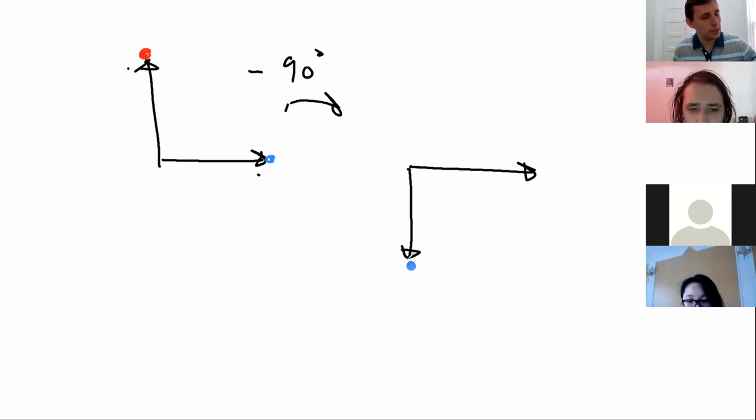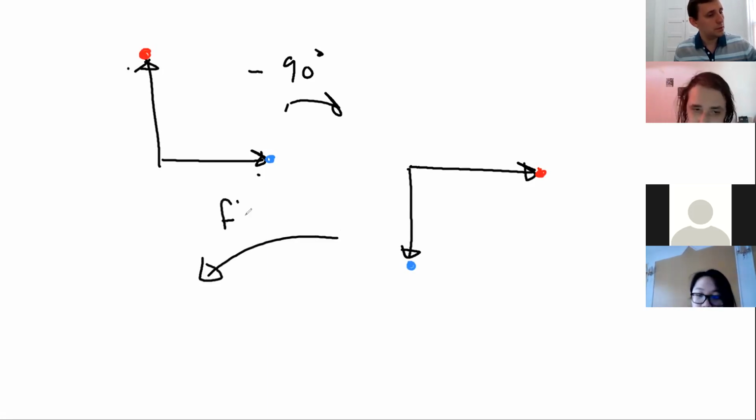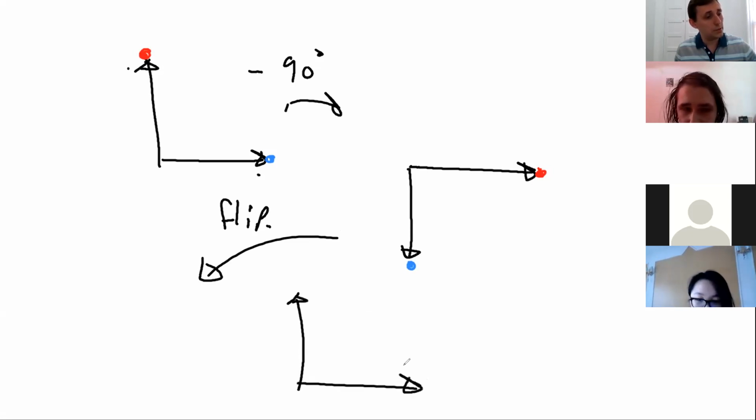So the blue is here and the red is here. Yes? Then what you want to do is just flip the picture. If it's a piece of paper, just flip it around. Flip. Yes? And what happens if you flip? Then you have everything as you wanted.